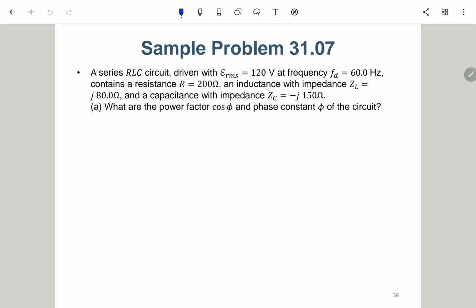Okay, so here we have a sample problem. It says a series RLC circuit driven with E RMS of 120 volt at frequency f_d contains a resistance R, an inductance with impedance Z_L of j80, and then a capacitor with impedance Z_C equals negative j150 ohm. What are the power factor cosine phi and the phase constant phi of the circuit?